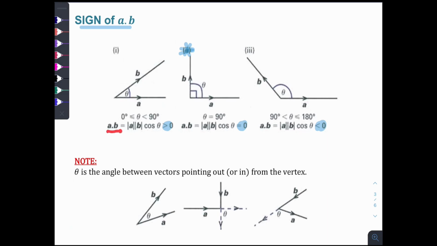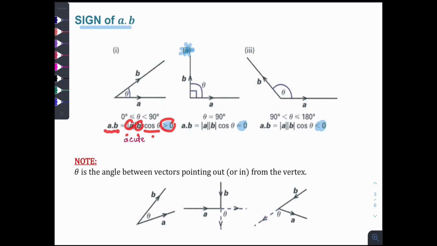Have a look at the first one. When A dot B is more than 0, it means that the angle is between 0 and 90 degrees, which means the angle is an acute angle. Why does an acute angle give a positive dot product? Because an acute angle is in the first quadrant. If you substitute it into cos, cos of an angle from the first quadrant must be a positive value, and the magnitudes are always positive.